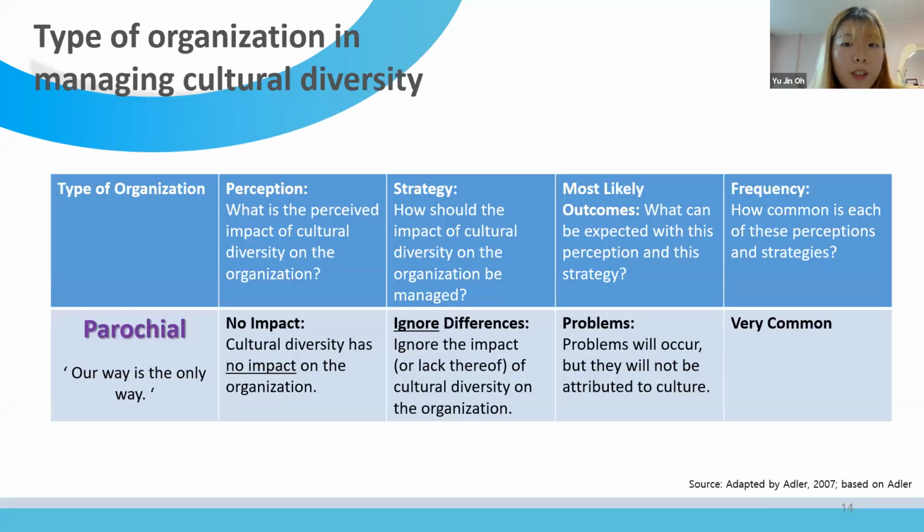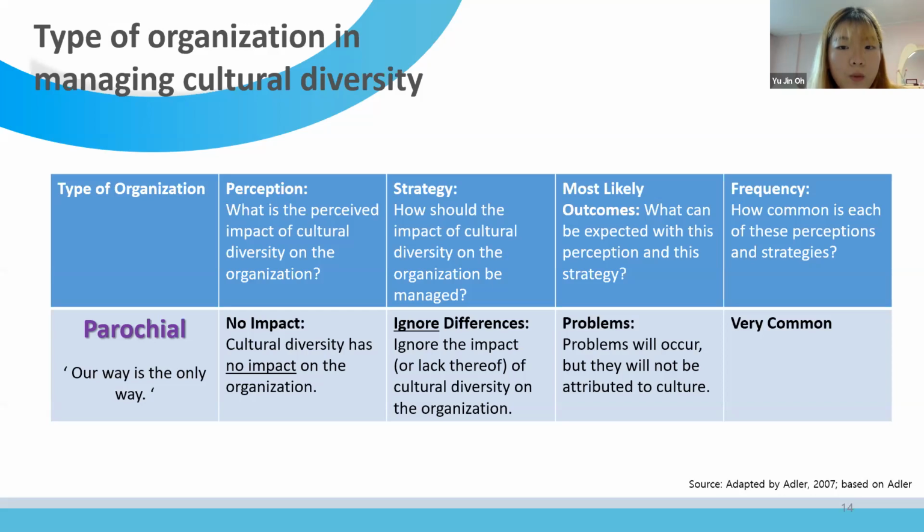And managers' ability to recognize cultural diversity and its potential advantages and disadvantages defines an organization's approach to managing diversity. We can divide these approaches into 3: parochial, ethnocentric, and synergistic. You know that we also learned this in the previous class, right? And simply, parochial is a type of organizational approach that thinks our way is the only way.